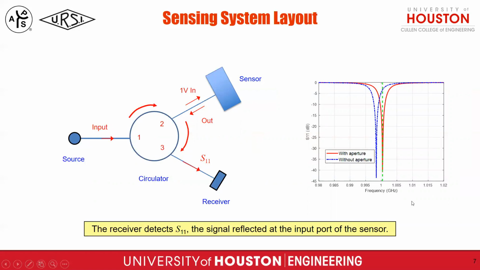In the right figure, you can see the S11. So here you can see the S11 can be as small as -40 dB if we have a good impedance match. The red curve shows the S11 when there is an aperture, and the blue curve shows the S11 when there is no aperture. So we can see at the resonance frequency, the S11 varies from -40 dB to -5 dB. That's a very big difference.